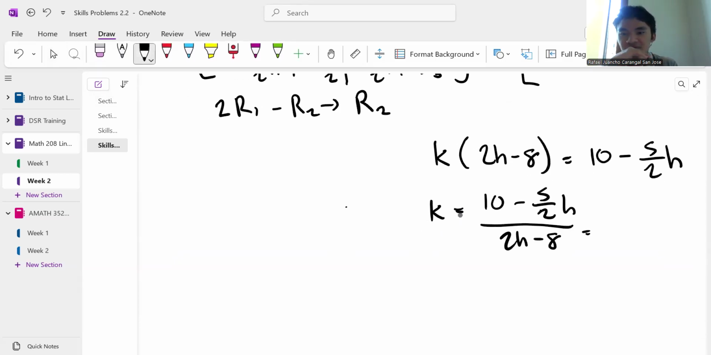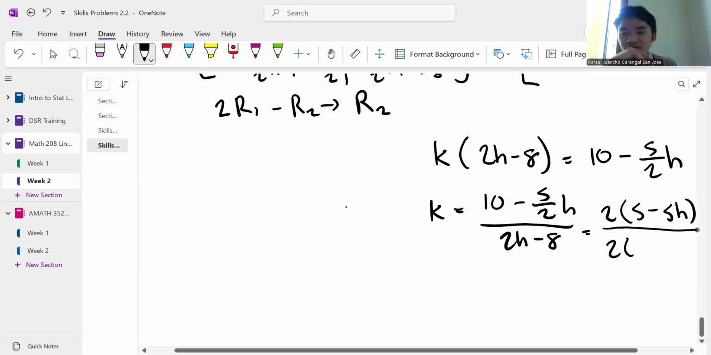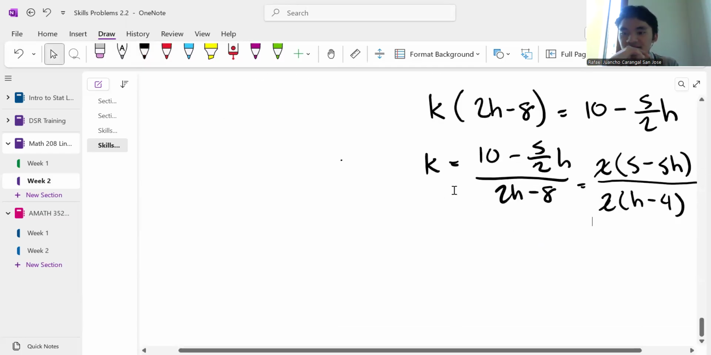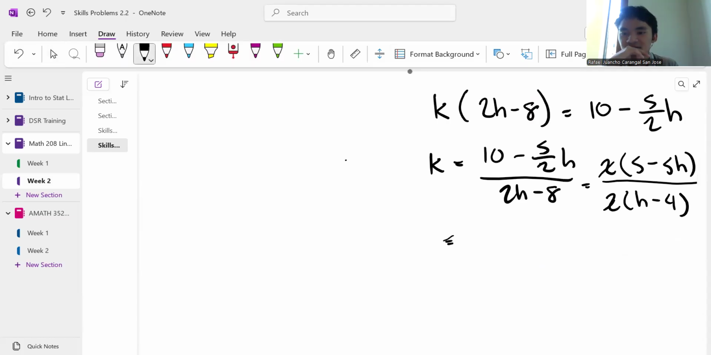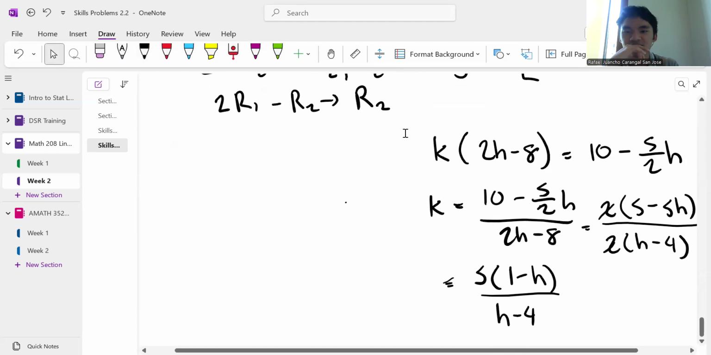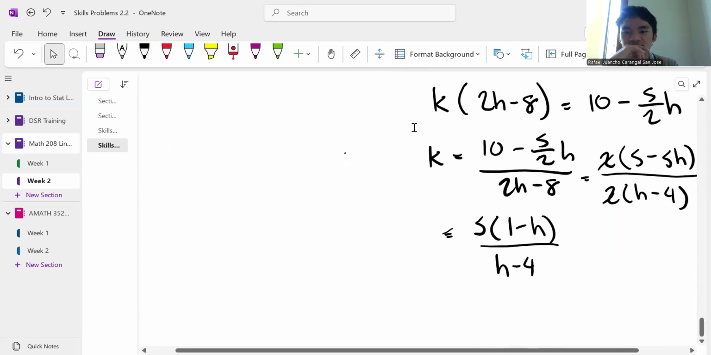Is there a way we could simplify, maybe? I could divide everything by a 2. This would be a 5 minus 5H. Divide this by a 2, this is H minus 4. Cancel this out. I could do 5, 1 minus H, H minus 4. So that's what I'm going to multiply it with, which is a bit weird and complicated, but this should work.